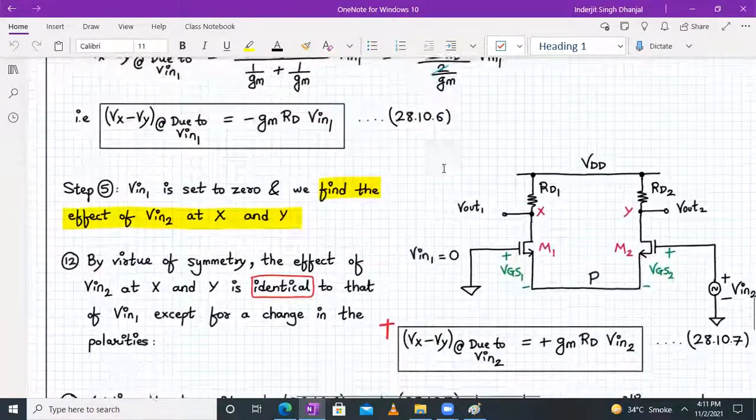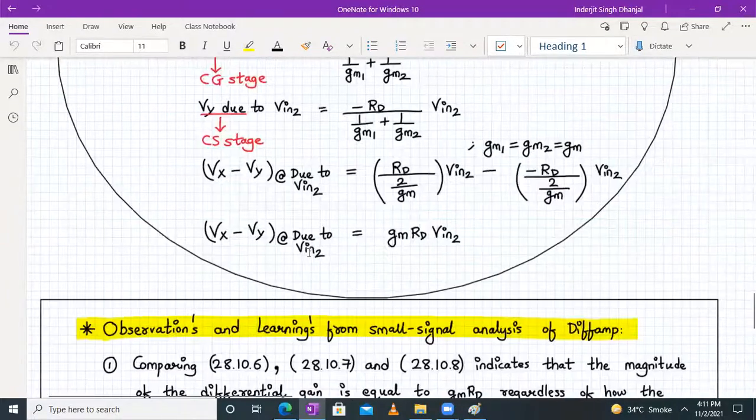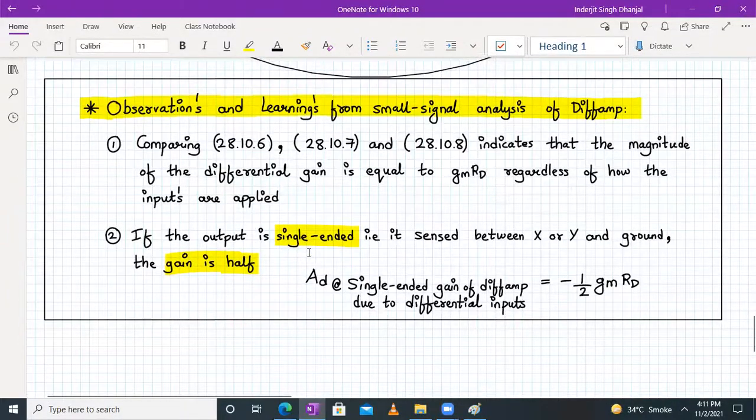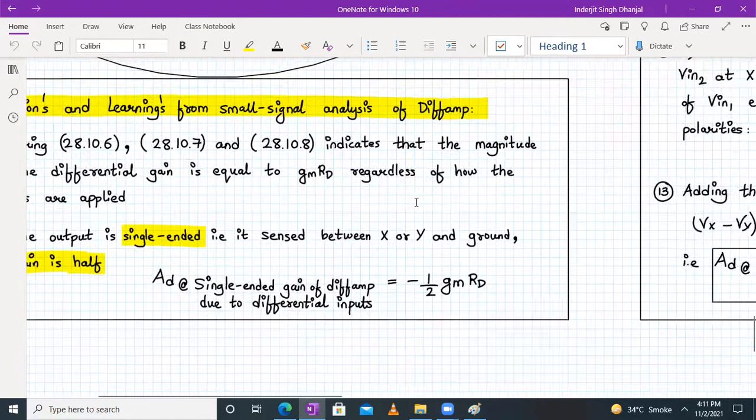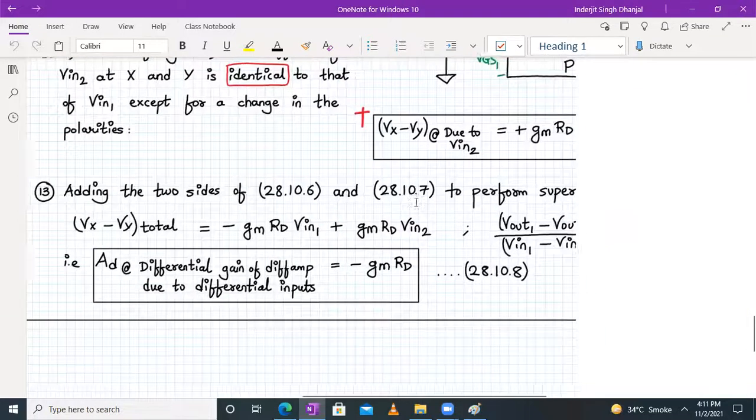28.10.8, 28.10.6. That's what we have written over here. If the output is single-ended, sensed between the X node and ground, or the Y node and ground, your gain becomes half. The single-ended gain will be minus half into gm into RD. That is the single-ended gain for a differential amplifier due to differential inputs. These are the observations and learnings from the small signal analysis.